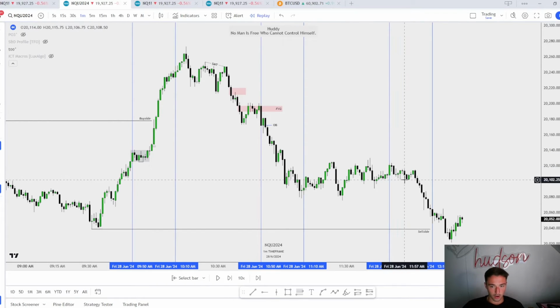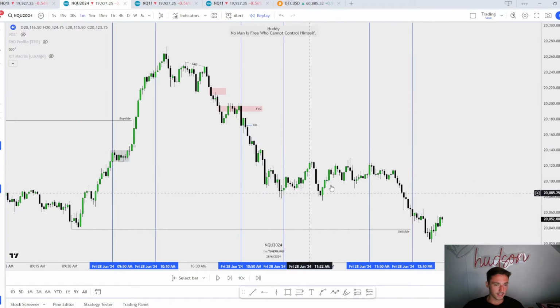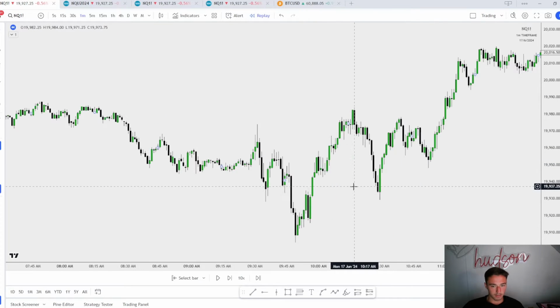New hourly candle opens right here, and then we deliver to this sell side. So as you see on the charts right here, these macros did deliver very nicely. Now, am I saying you have to trade in these windows? No. I'm saying that this is adding confluence to your trade. So we're going to hop into another example.